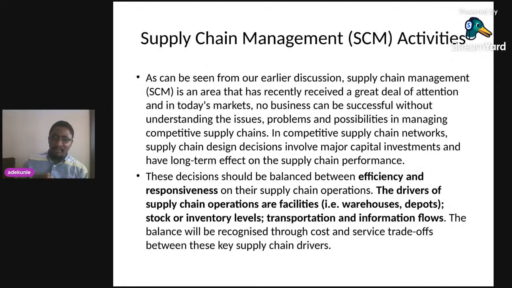Information flow will also play a vital part to strike a balance between efficiency and responsiveness. The balance you strike is recognized through what we call the cost and service trade-off between your supply chain drivers. When I say trade-off, what service are you picking over the other? Or what service are you looking at improving over the other?